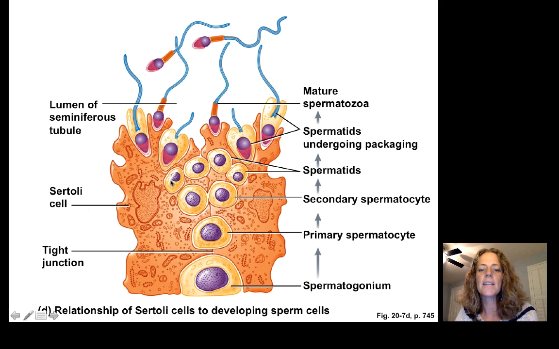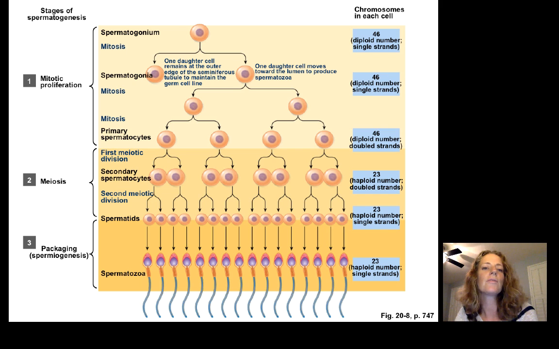From those spermatids, we now need to make the fully functional and swimming mature sperm. So the spermatids will then undergo packaging to obtain a head, a midpiece, and a tail to become a mature spermatozoa.